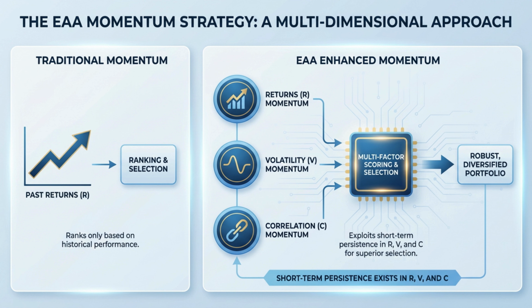Most people hear momentum and think one thing: recent winners keep winning. EAA expands that idea. The paper argues that over tactical horizons, up to about a year, not just returns, but also volatility and correlations tend to persist. So the strategy prefers assets that recently performed well and are less tied to the crowd.